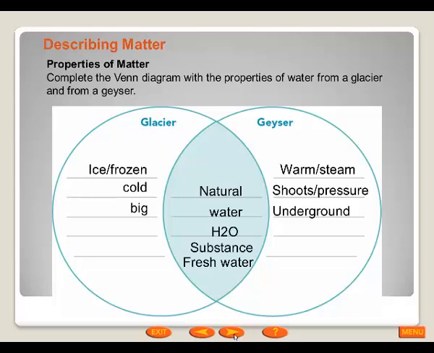A geyser, on the other hand, the water is in a completely different property. It is warm, usually in the form of steam. It's usually under pressure, and much of the water for a geyser is stored underground. The things that are similar between these two are they are naturally occurring. Obviously, water makes up both of those, or is used in both of those. The makeup of water, H2O, that's similar between the two. Both of them have water as a substance, and then both of them also have fresh water.